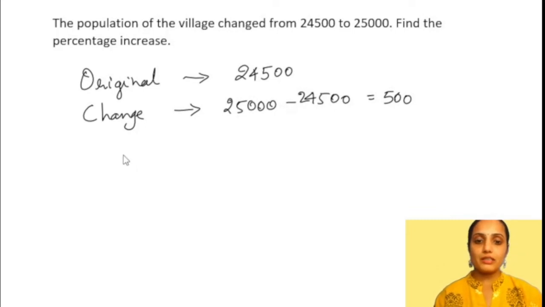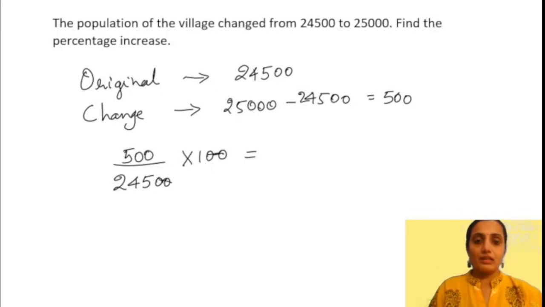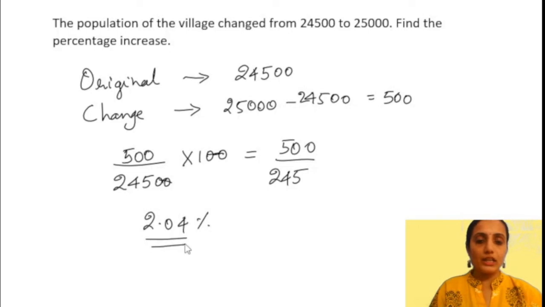Now to get the percentage, you write that in terms of fraction. So that becomes 500, the change, divided by the original number, into 100. Solving this, we can write 500 divided by 245, that gives us 2.04%. So the change in the population of the village is 2.04%. Let's look at one more example.